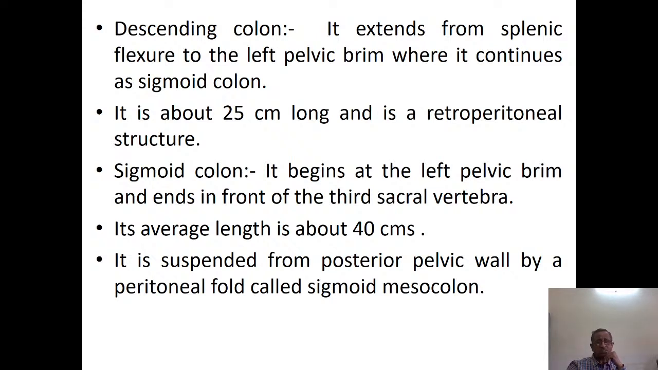So the sigmoid colon begins at the left pelvic brim and ends in front of the third sacral vertebra. Its average length is about 40 centimeters. It is suspended from the posterior pelvic wall by a peritoneal fold called the sigmoid mesocolon.